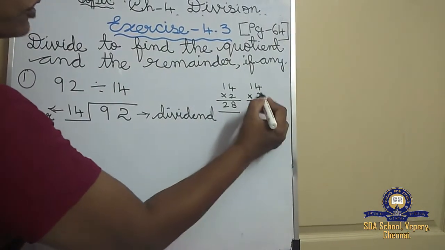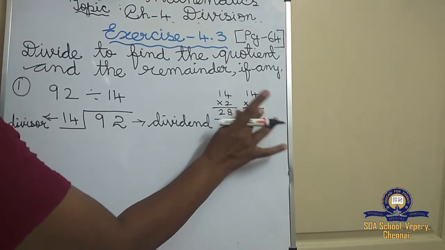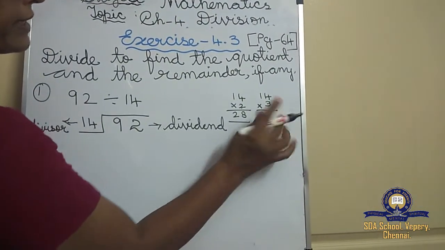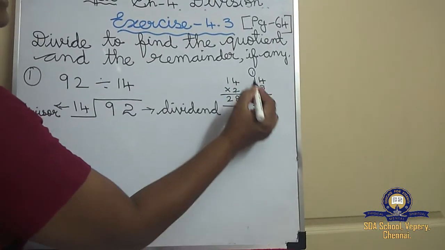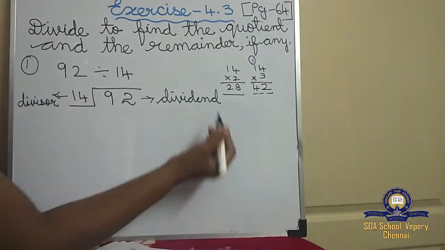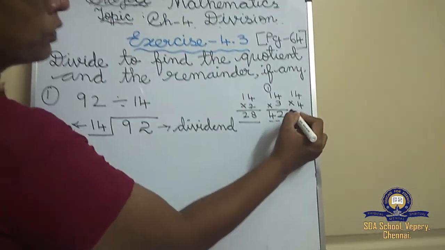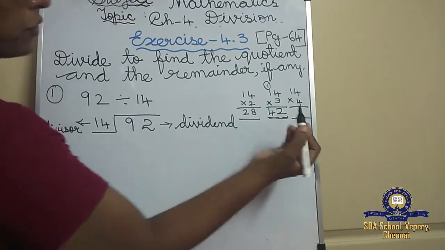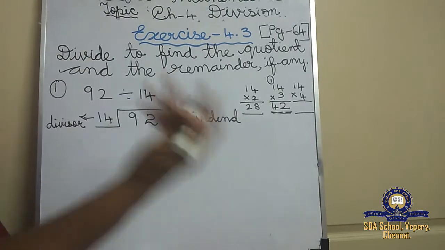2 fours are 8, 2 ones are 2. See here 3. 3 fours are 12, and 3 ones are 3, 3 plus 1 is 4, 42. So likewise we have to find out. But it's a little bit hard only. But no other go. We have to do like that. Otherwise you have to memorize all the tables, 14 table, 15, 16.